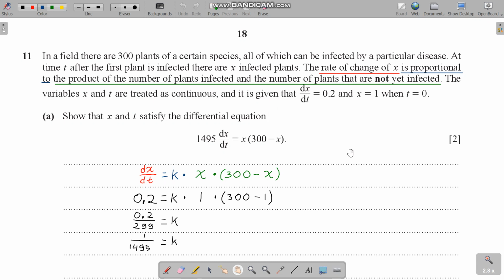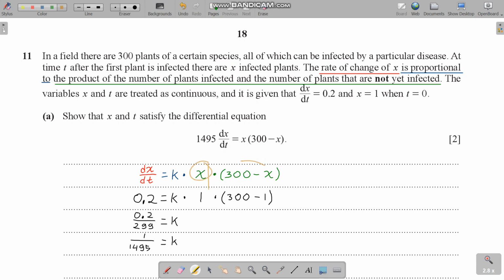So the first step is to translate the English into mathematics. The rate of change of x means dx/dt, the rate of change of x with respect to time. So dx/dt is proportional to means equals k times the product of the number of plants infected, which is x, and the number of plants not yet infected. The total is 300, so x times (300 minus x).